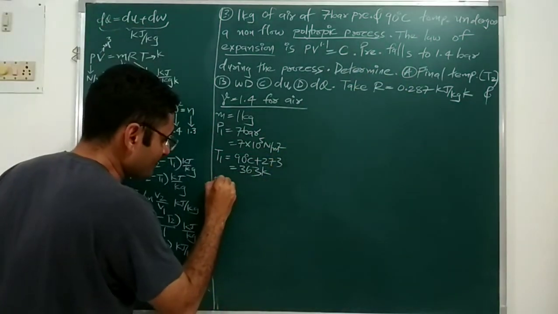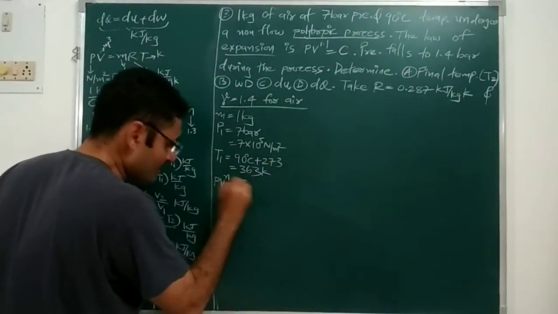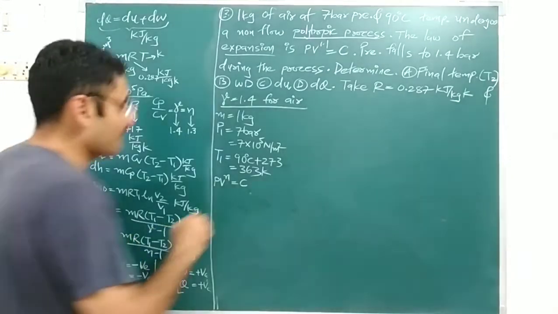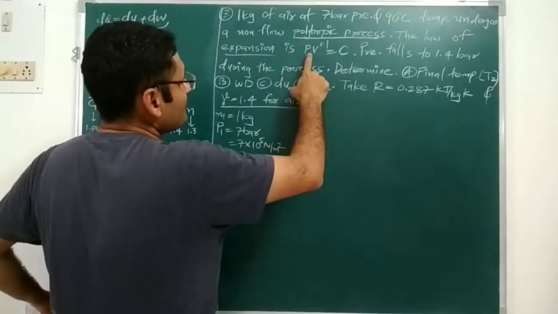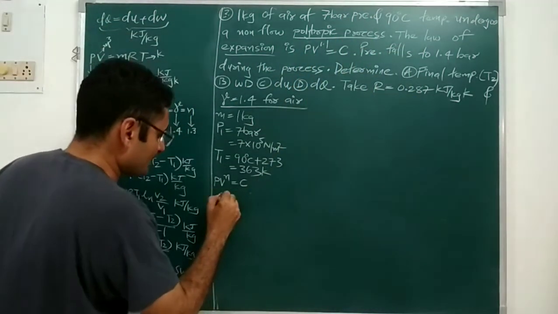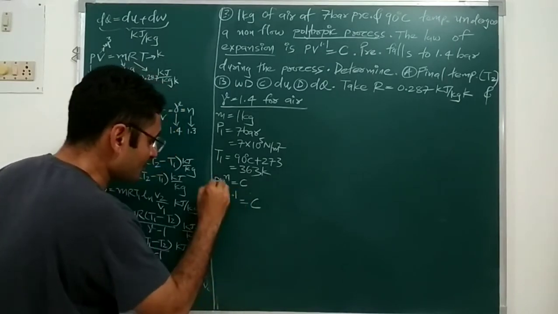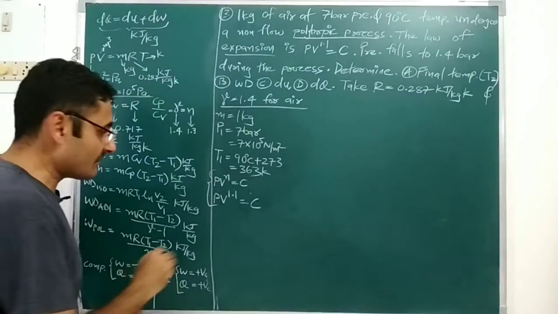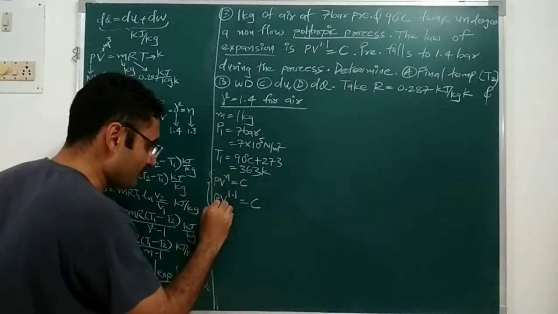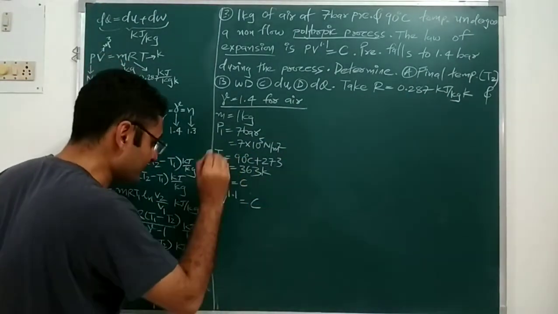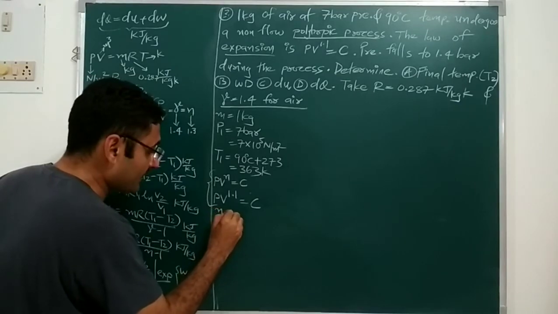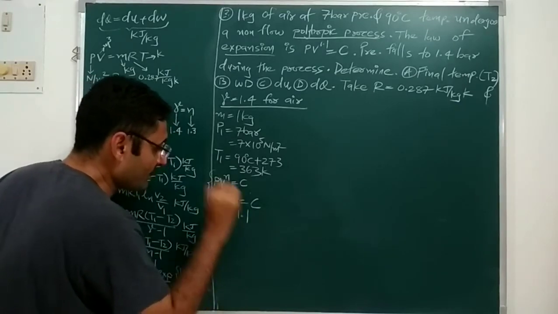Now after that, the process undergoes a polytropic process, that we know. For a polytropic process, which equation? PV raised to N equals C. And the law of expansion is PV raised to 1.1 equals C. So the similarity in both equations is PV raised to N equals C and PV raised to 1.1 equals C. That means indirectly, the value of polytropic index N is given, which is 1.1.